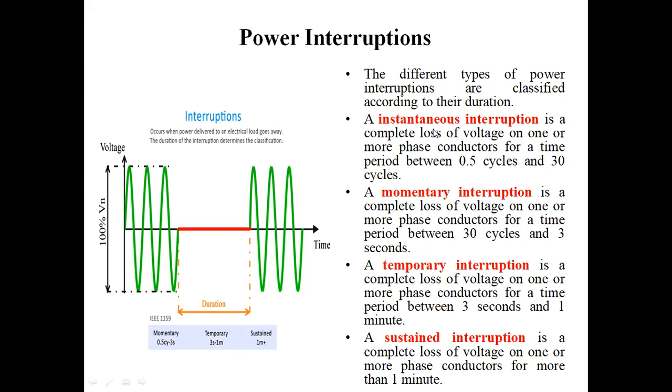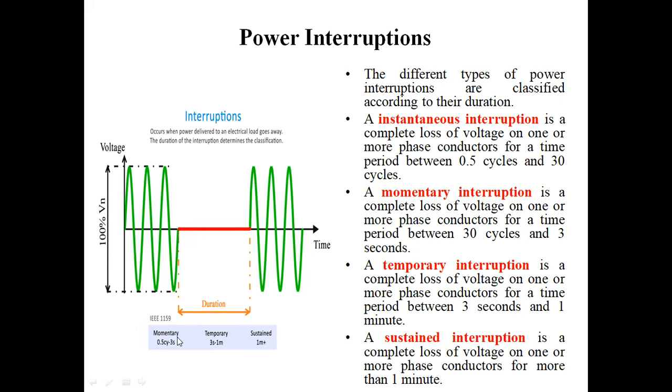Instantaneous interruption is a complete loss of voltage on one or more phases of conductors. One or more means single phase or three phase. The time period of interruption is 0.5 cycles to 30 cycles. Here we are not considering time. In instantaneous interruption, we consider only cycles, 0.5 cycle, that is half cycle to 30 cycles. Only half cycle to 30 cycles we will consider as instantaneous interruption.